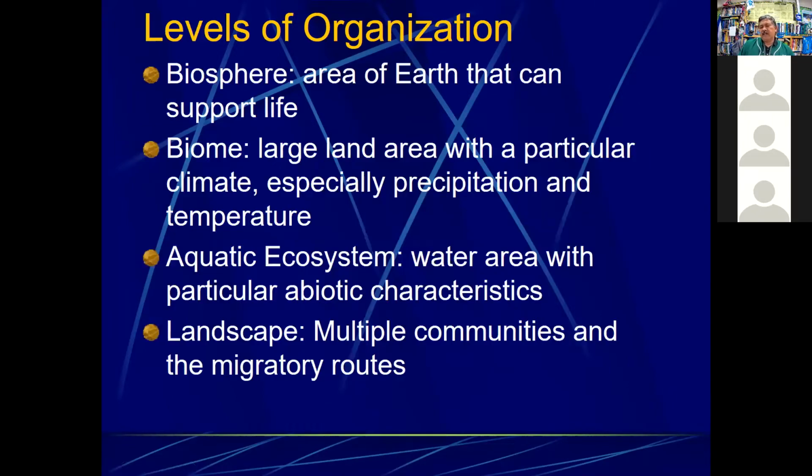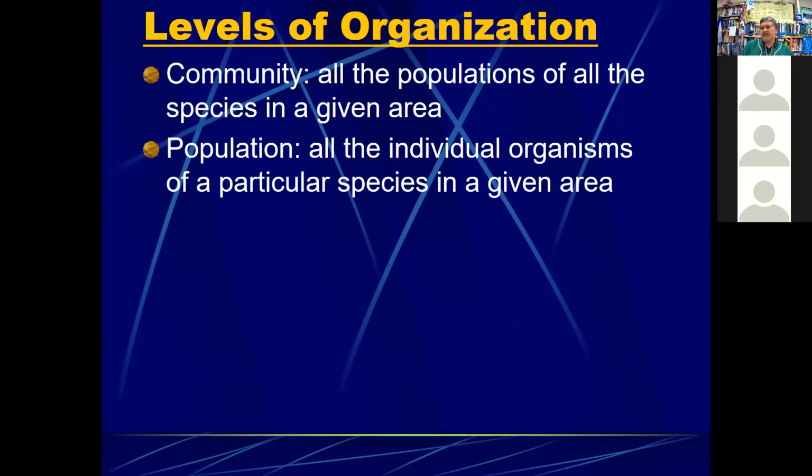So these are the levels of organization, and here's some verbiage to help you understand those different levels, going from the top down. Now, the biosphere is the area of the earth that can support life. Those biomes have the particular precipitation and temperature pattern that determines the climate. The aquatic ecosystem is at a similar level as the biomes. We talked about landscape ecology with the different communities throughout the year and the routes that your migratory organism takes as it goes from one community to another.